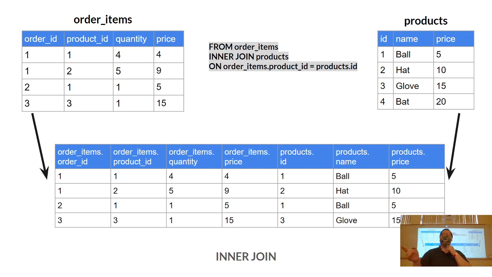But which side is the many? The many side is the order product. So order products. Products is the one side. That's why we have these records.